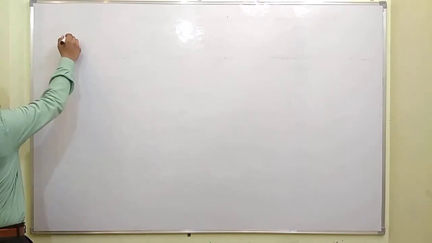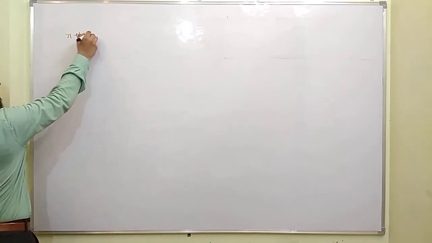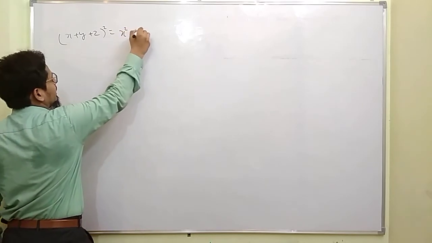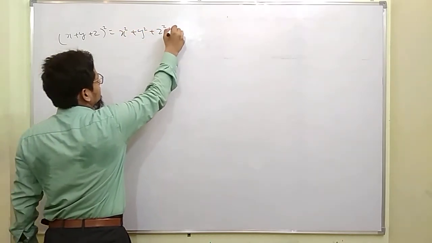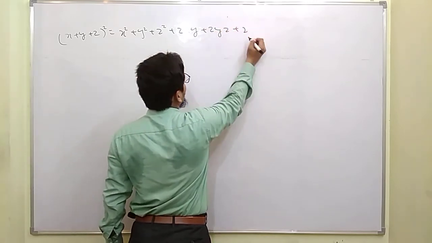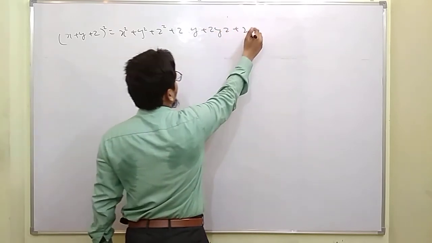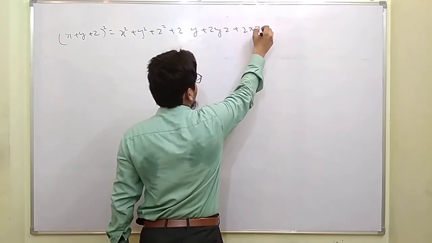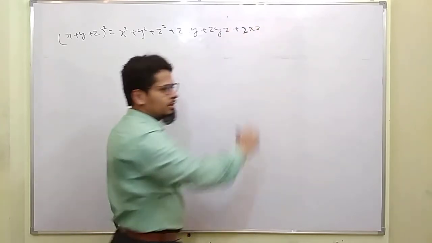Class, now see (x + y + z) whole square. It is x square plus y square plus z square plus 2xy, 2yz and 2zx. Okay, it is our result.